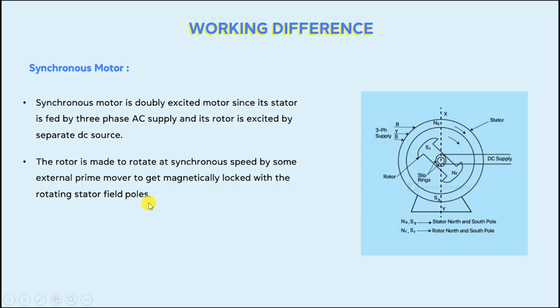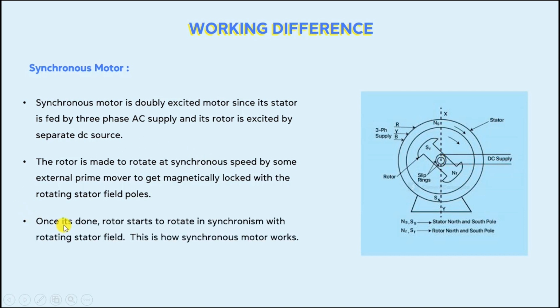So basically, the rotor has to be rotated by some external prime mover in the case of a synchronous motor in order to get magnetically locked with the rotating stator field poles. Here you can see on the outside N and S, these are the two stator field poles, whereas on the inner side you can see the north and south poles of the rotor. So the rotor is made to rotate at synchronous speed with the help of an external prime mover.